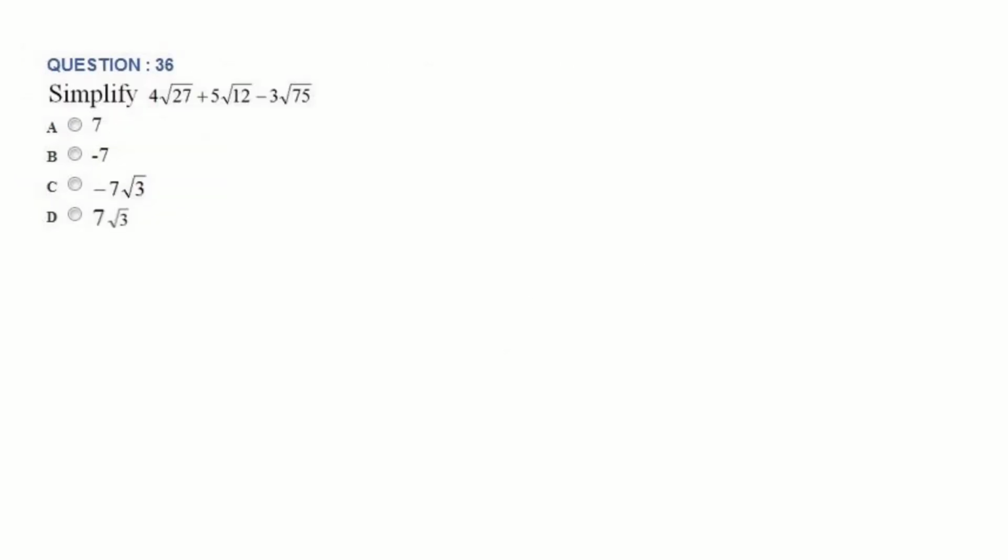Simplify 4 root 27 plus 5 root 12 minus 3 root 75. So this is solved. Let's try to simplify one after the other. So we have 4 root 27 plus 5 root 12 minus 3 root 75.